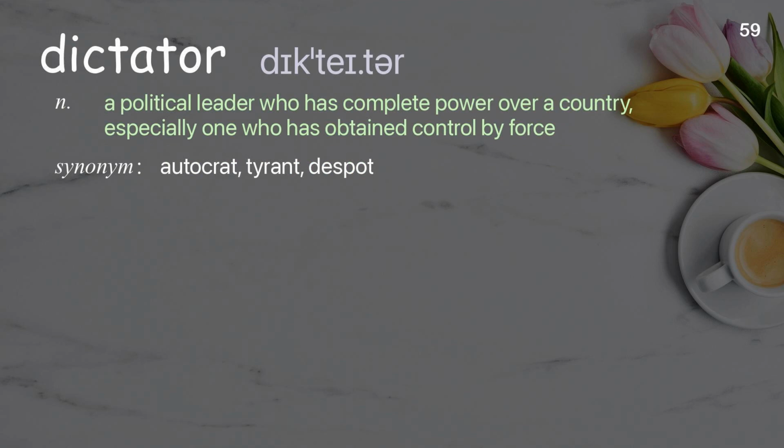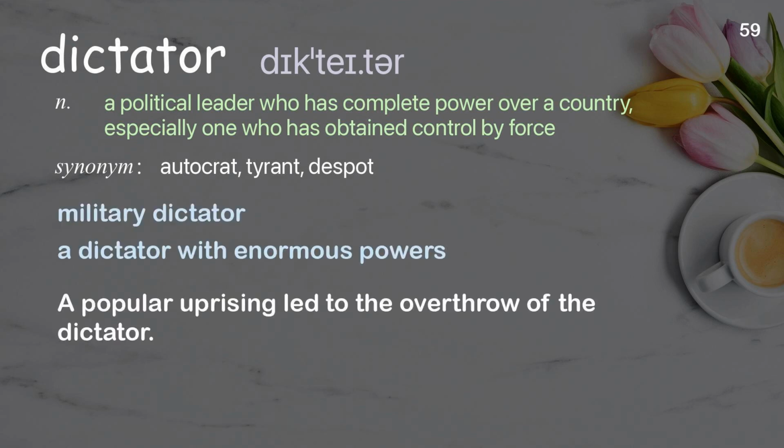Dictator. A political leader who has complete power over a country, especially one who has obtained control by force. Examples: military dictator. A dictator with enormous powers. A popular uprising led to the overthrow of the dictator.